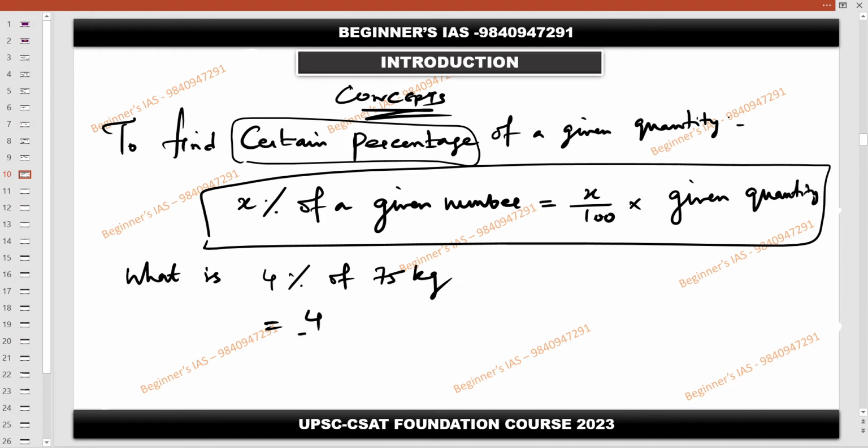So you're writing like this: 4 by 100 into 75. Yes, sir. Then here 3 times, here 4 times. 4 gets cancelled, therefore 3 kg. Understanding, everyone? Anybody having a doubt? No, sir. No doubt.